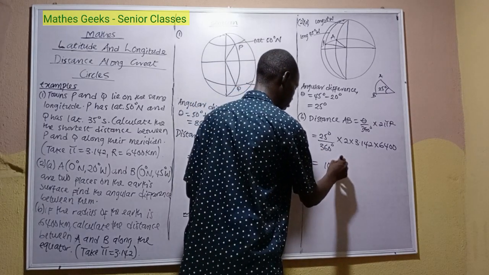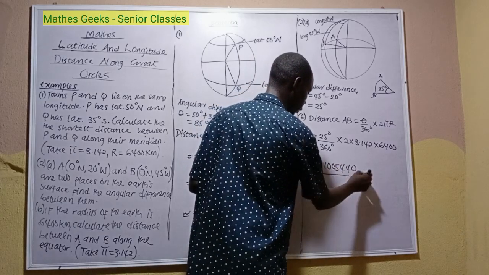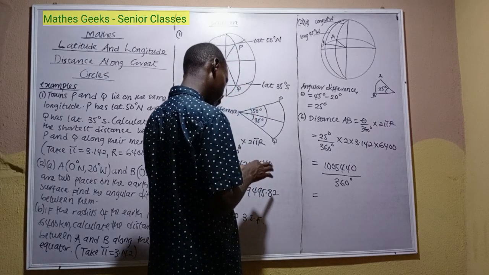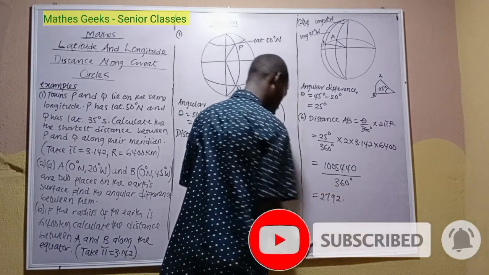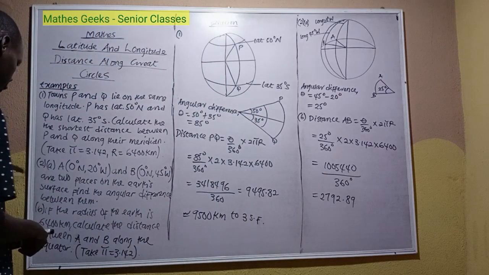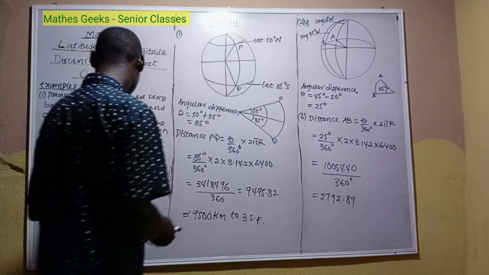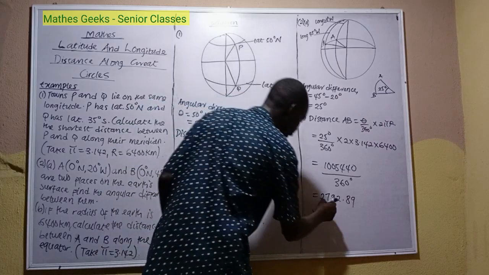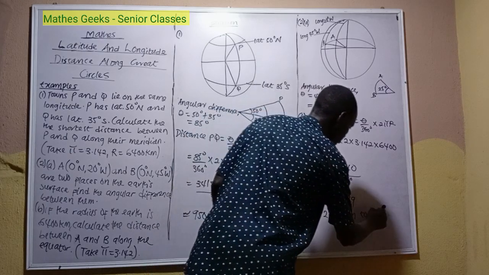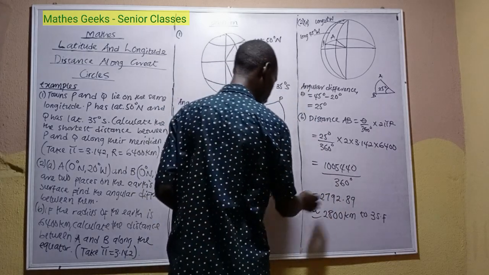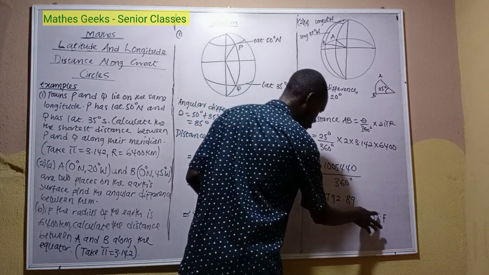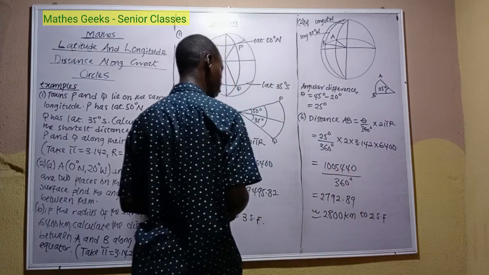That's 1,005,440 divided by 360 degrees, which gives us 2792.89. We're not told how many significant figures, so I'm going to approximate to three significant figures: 1, 2, 3. That would be 2790 kilometers to three significant figures. Oh, yeah, it was two significant figures, not three, to two significant figures.